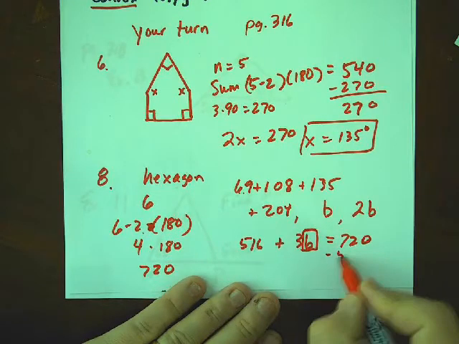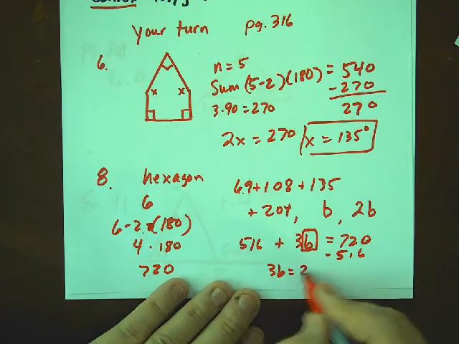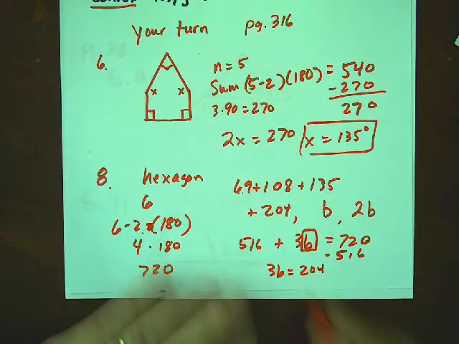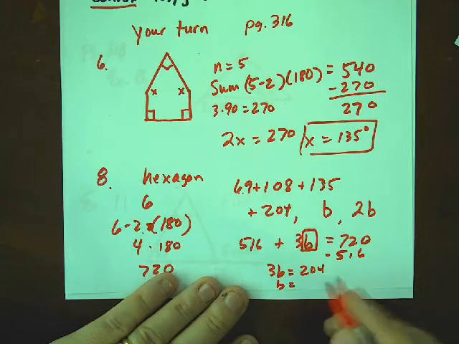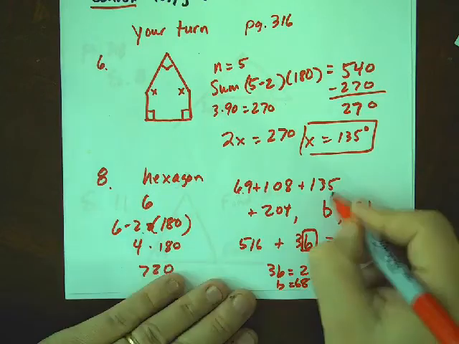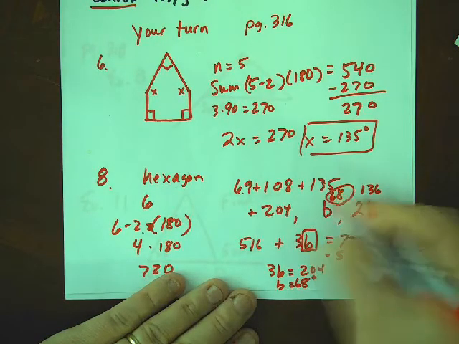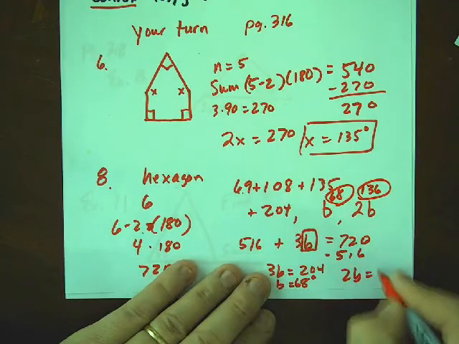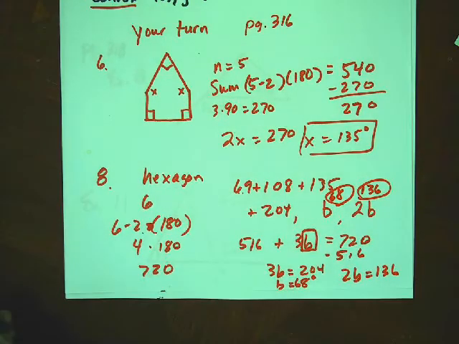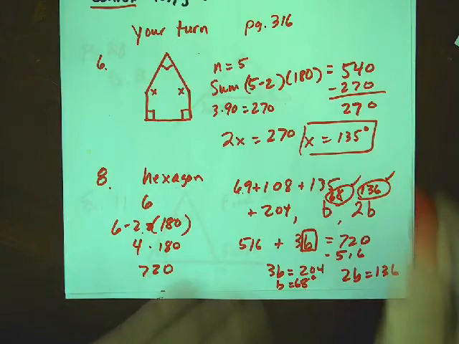Subtract 516. We have 3B is equal to, what is that, 204? And so then B is 204 divided by 3, which is 68. So B is 68. And then 2B would be what? 136. So the unknown angles on that one are 68 and 136.